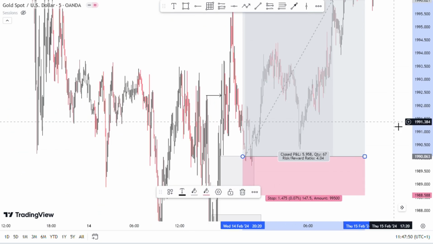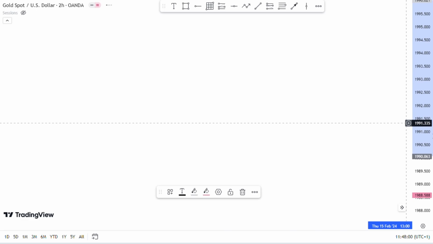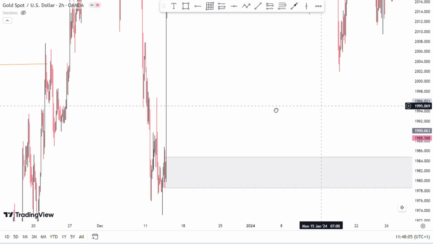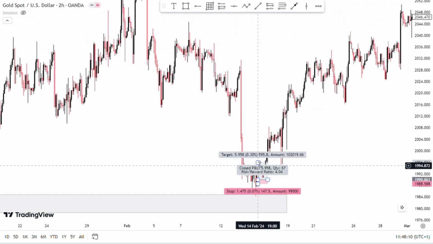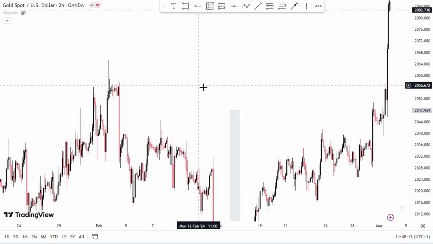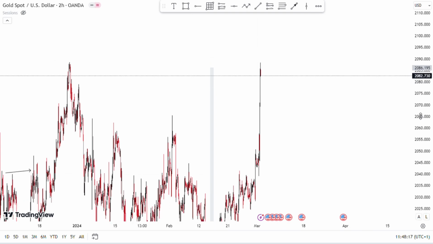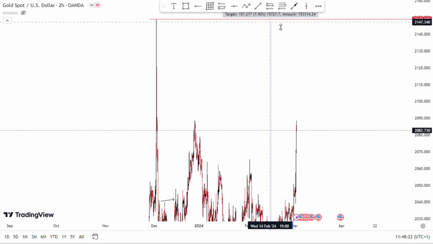So after this, I'll give you what you should be expecting on gold next week, so you won't miss the entry. Let me go to the 2 hour time frame. On the 2 hour time frame right now, we're going to set our entry in the same place we set our entry using the 2 hour time frame before. I'm expecting price to get to this high, so I'm going to set up my stop loss and my take profit there.